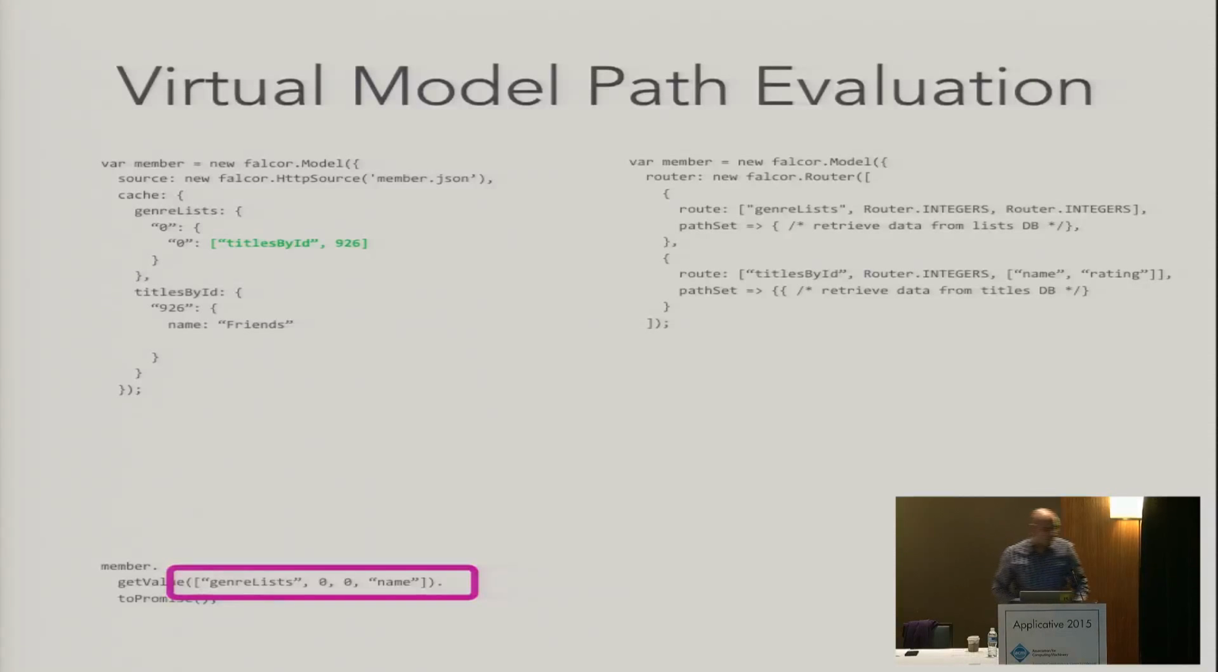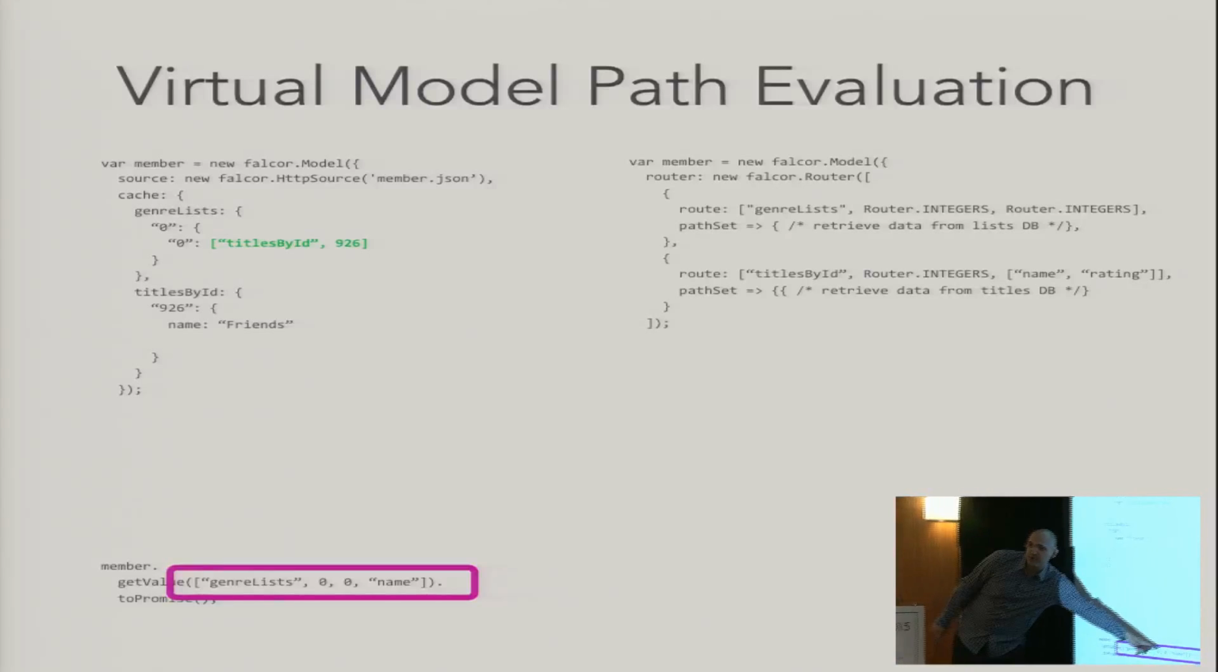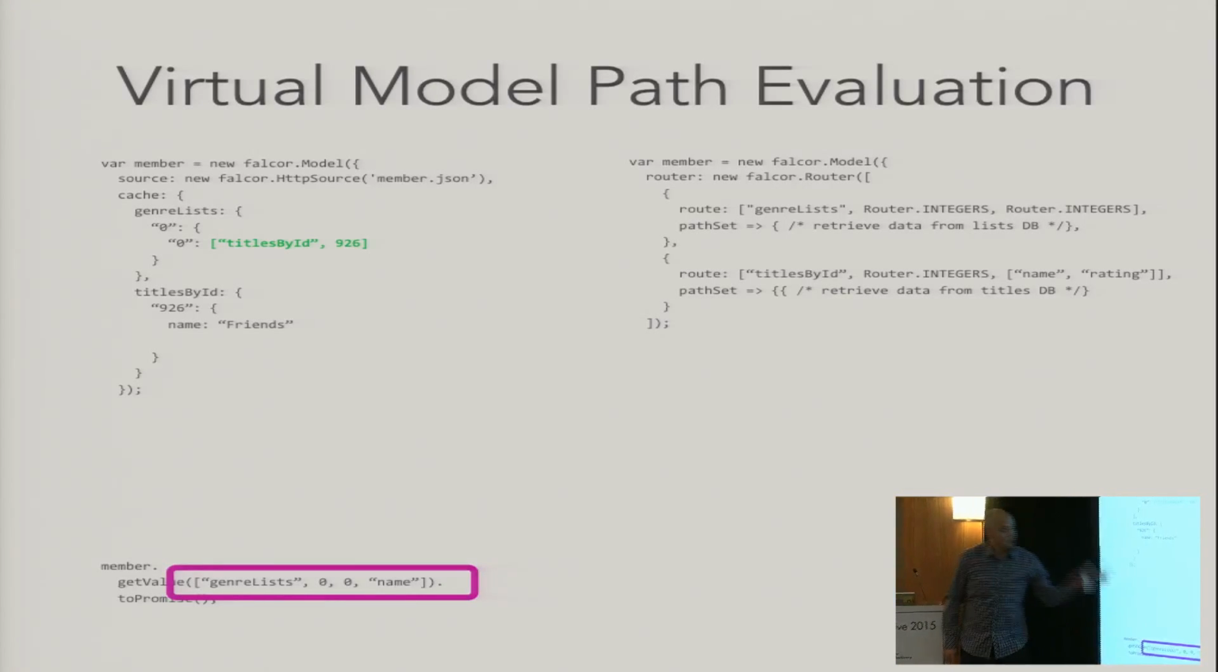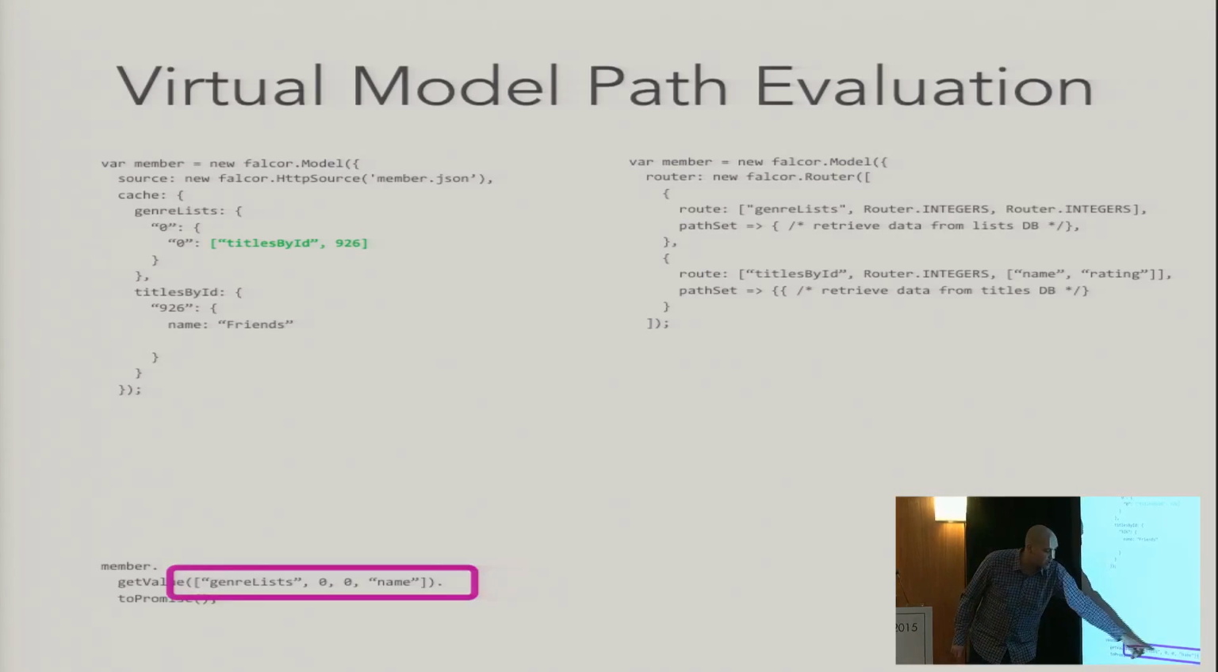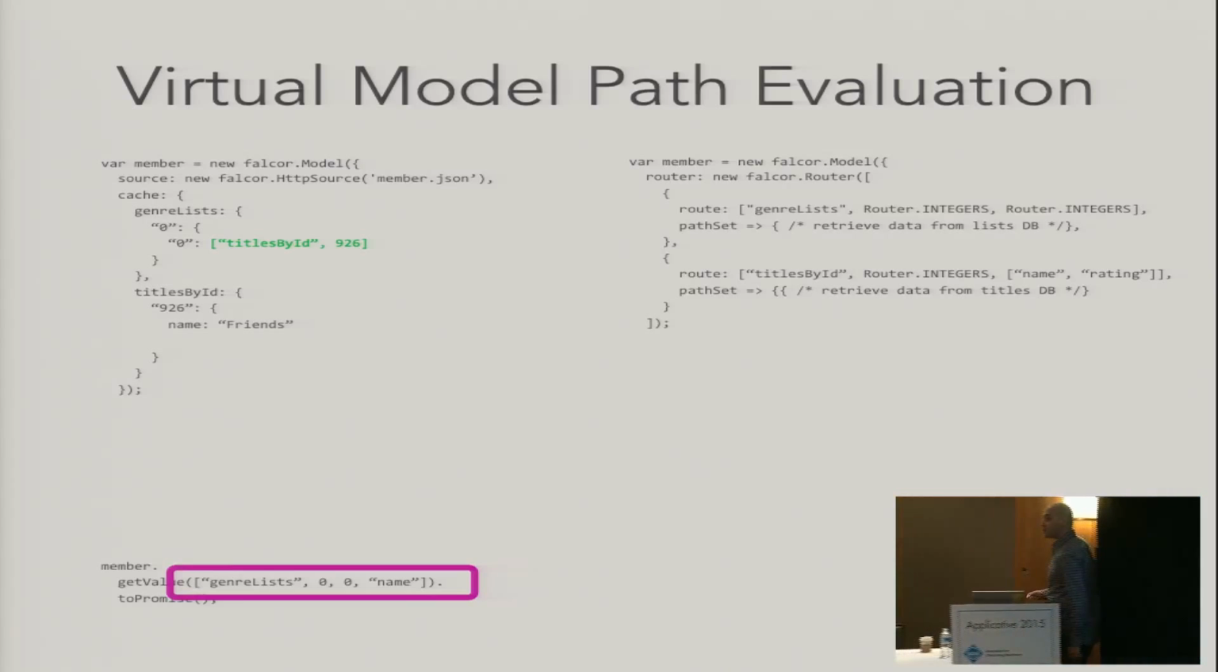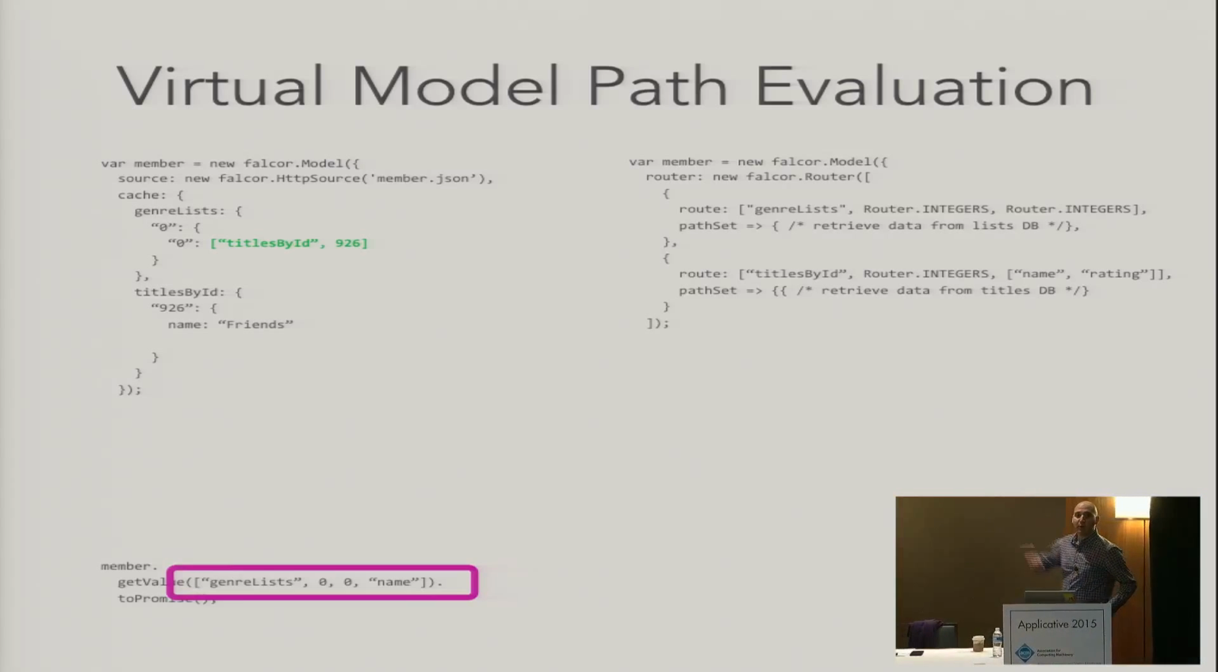Long story short, that's what's actually happening here. If I was to change this path to rating instead of name, instead of just blindly sending it off to the server to be evaluated again, we first evaluate it against the cache. We look up everything, we find out that genre list 00 is titles by ID 926. Then we look for titles by ID 926 rating right here, and we don't find it. And so we send off the optimized path to the server. And that's how we allow you to not think about IDs when you're working with data on the cloud.